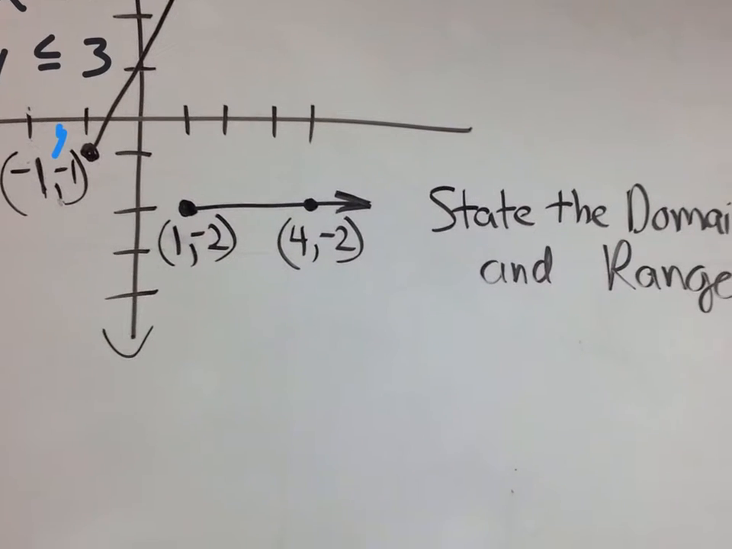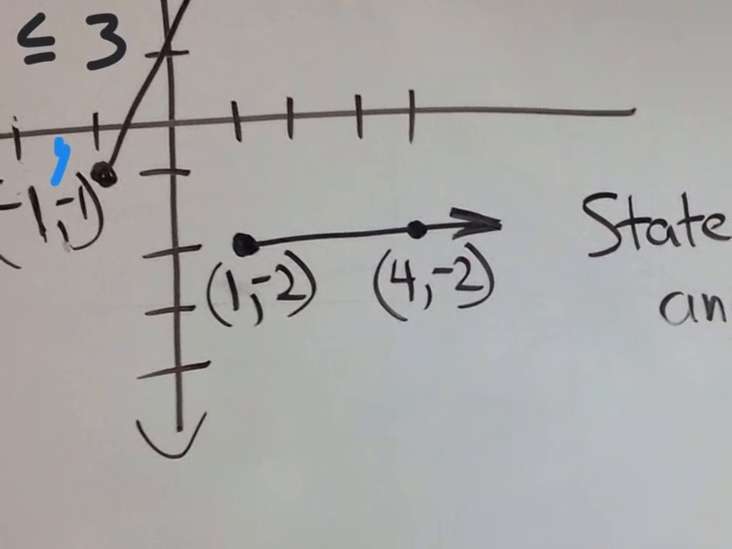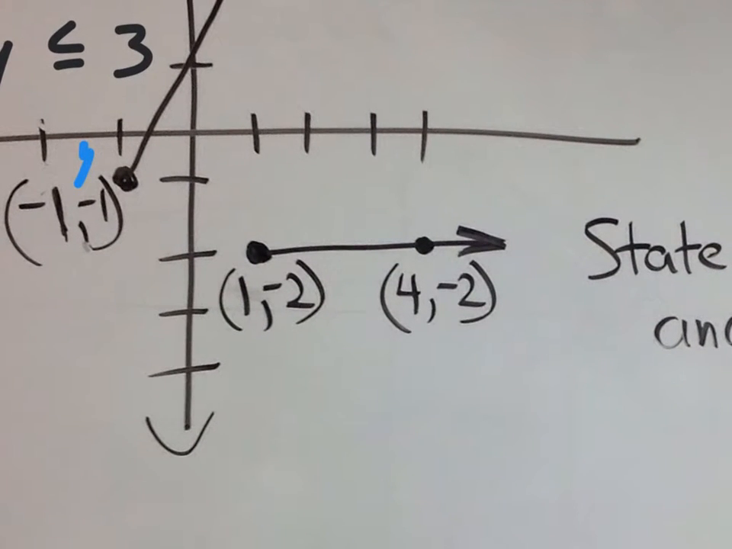Let's take a look at this ray right here, and let's state the domain and range of this ray. Okay? So what would the domain be? Well, x is domain, your x values. So what you just said is that the x value is 1, and the x value is 4. Could the domain value be 2, for example? Yes. Because this coordinate right here, 2, negative 2, is also a coordinate on that line, right?